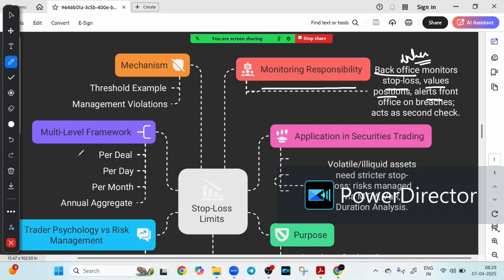Then we have something called a multi-level framework, which means a stop loss is not just a one-time rule, rather it is structured at multiple levels: per deal, per day, per month, and even an annual aggregate. This ensures that risks are controlled at every step, at the micro level as well as the macro level. I hope every aspect has been taken care of in this particular slide.